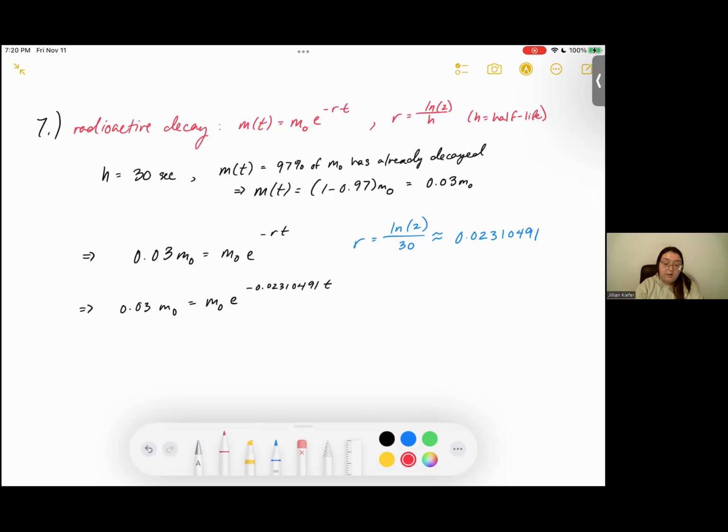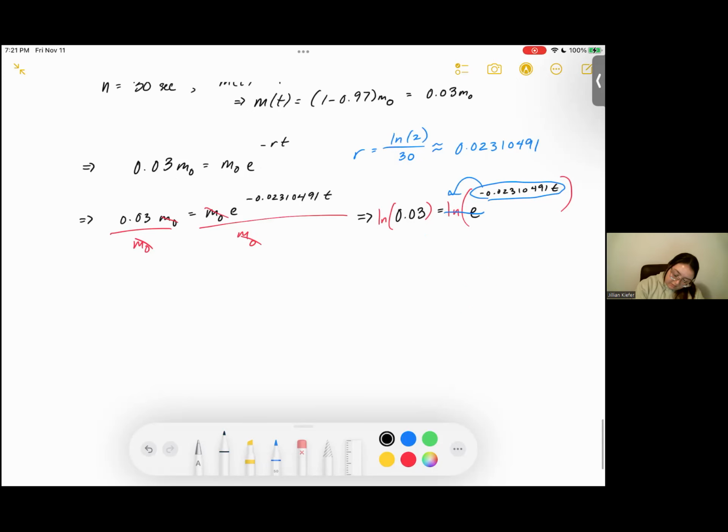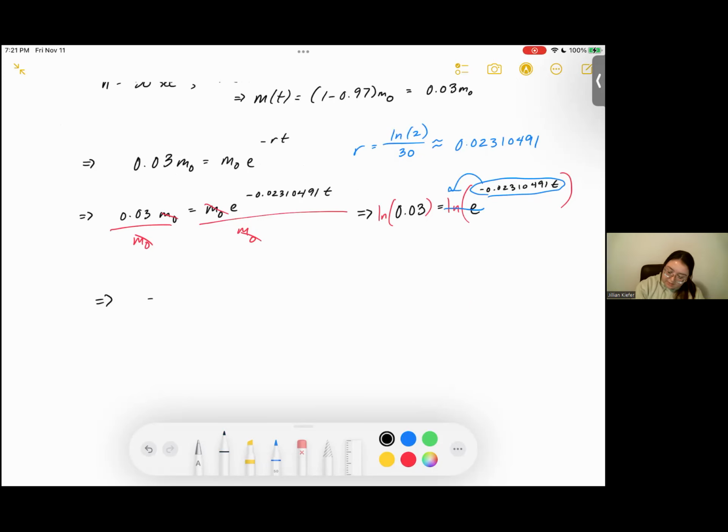So what we can do at this point is take the natural log of both sides. We've got an exponential function with an e in it, so we can go ahead and take the natural log of both sides here to solve for t. Because remember, natural log and e are going to cancel, and that exponent is going to come out to the front. So this equation turns into negative 0.02310491 t is equal to the natural log of 0.03.